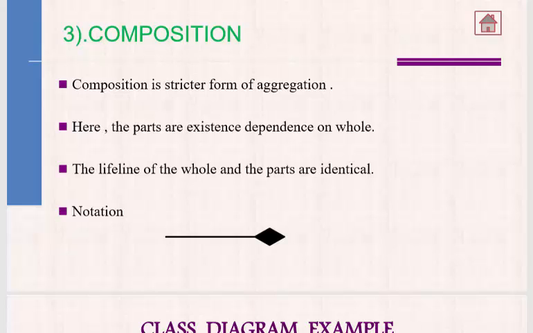Composition is a stricter form of aggregation. Here the part's existence depends on the whole. The lifeline of the whole and the parts are identical. The notation of it is a filled diamond, and that is the notation of it.